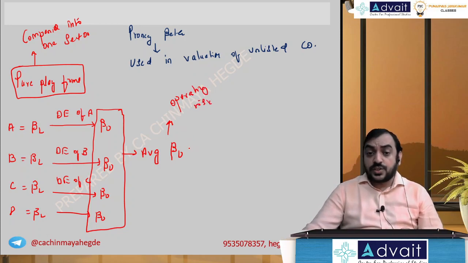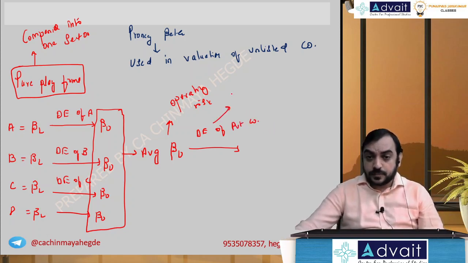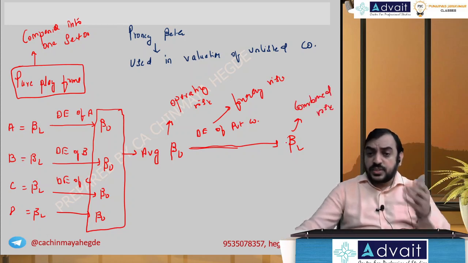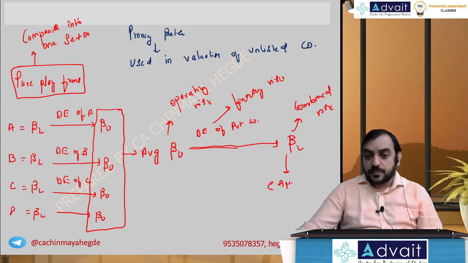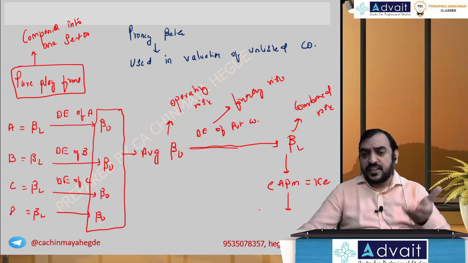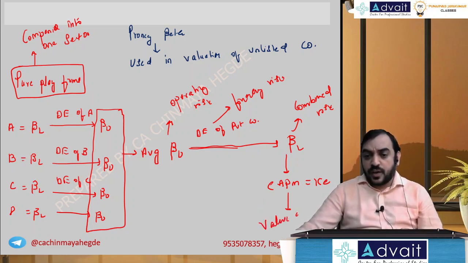And once you take an average, then you can apply the debt equity ratio of the private company or company under valuation, the debt equity ratio of the private company or unlisted company, which is the financing risk. Then once you apply this formula, you get levered beta, which represents combined risk. And using levered beta, you can calculate CAPM, means you can calculate cost of equity, and using cost of equity, using the valuation, that is the FCFF method, you can compute the value of the company, the present value of the company.